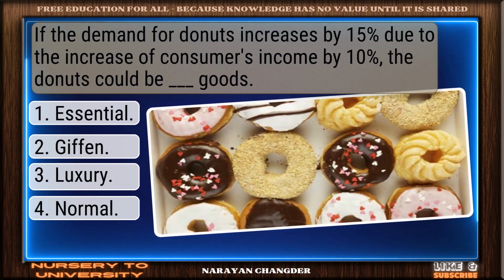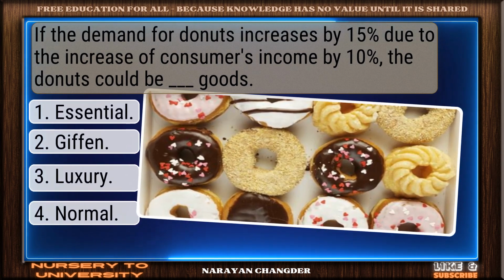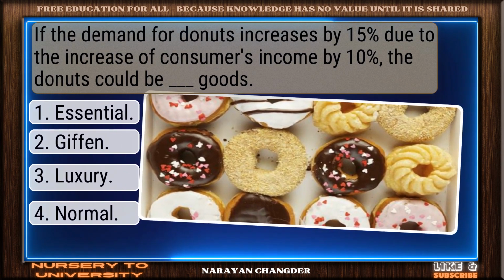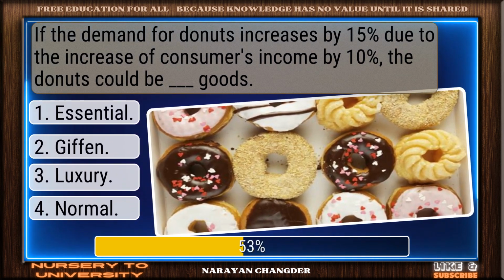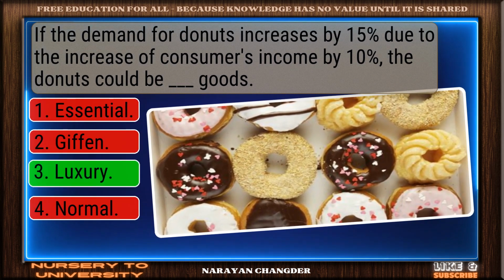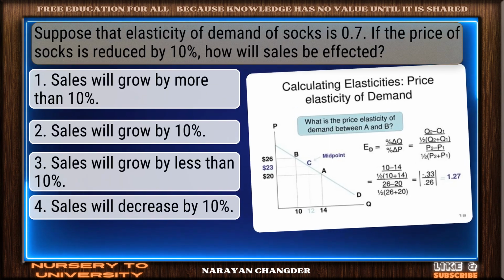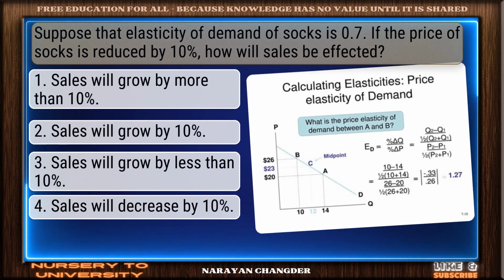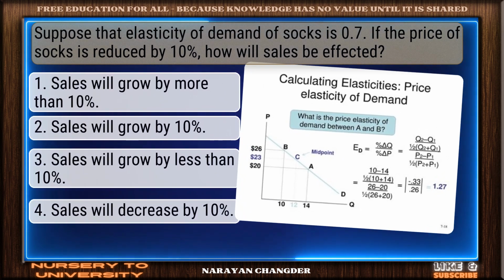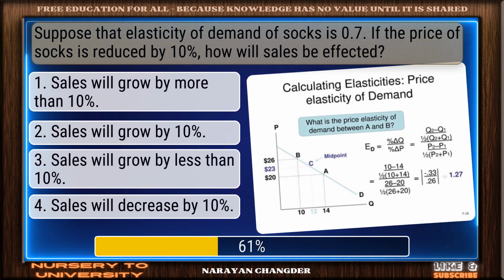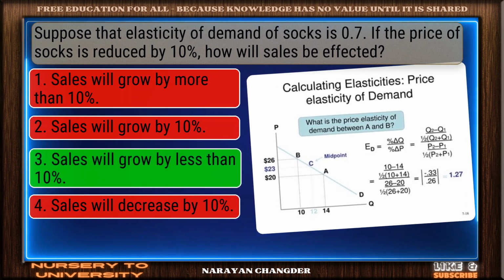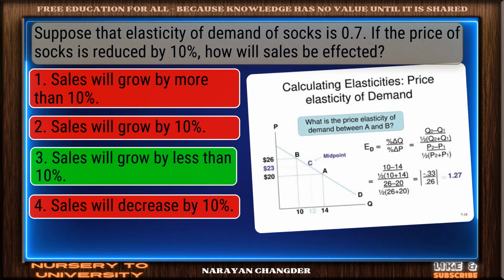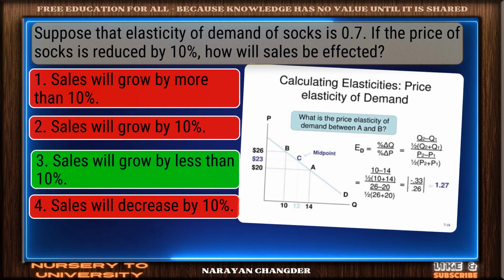If the demand for donuts increases by 15% due to the increase of consumers' income by 10%, the donuts could be dash goods. Right choice. Luxury is the best answer. Suppose that elasticity of demand of socks is 0.7. If the price of socks is reduced by 10%, how will sales be affected? Clear logic. Your choice, sales will grow by less than 10%, is sound and true.